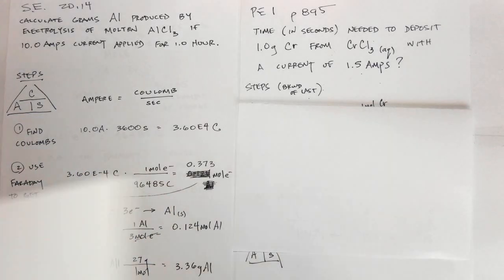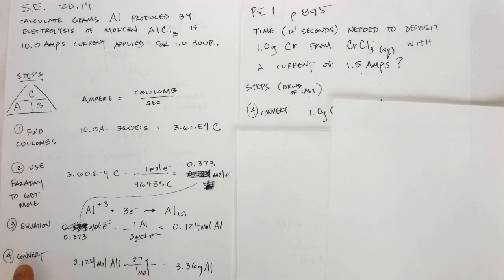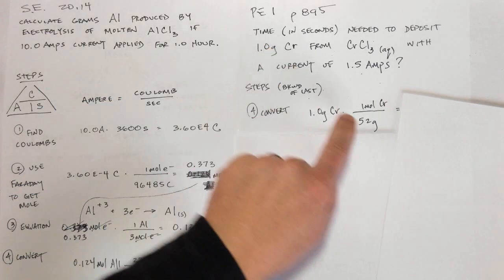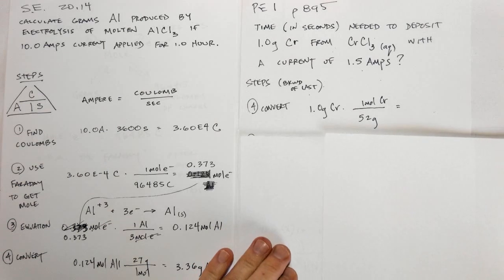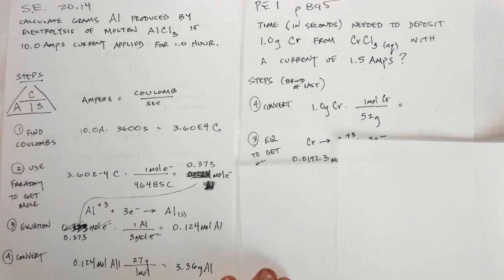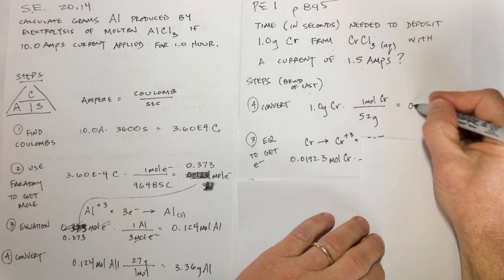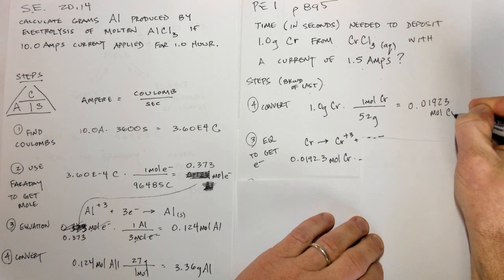So step number 1 is to convert to moles, just like step 4. And so we'll take our 1 gram of chromium that we want to produce, and we're going to convert that to moles. In 1 gram of chromium, we have to divide that by 52, and that turns out to be 0.01923 moles of chromium.